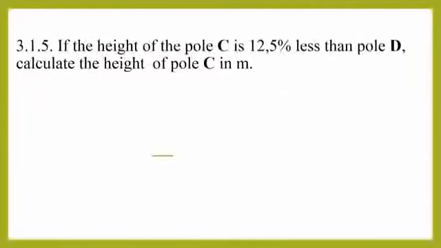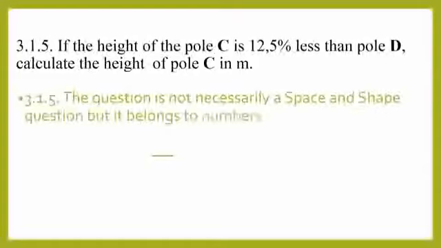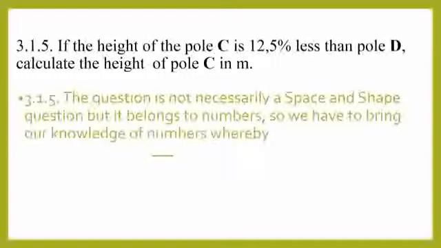Question 5. If the height of pole C is 12.5% less than pole D, calculate the height of pole C in meters. So the question is not necessarily a space and shape question, but it belongs to numbers. So we have to bring our knowledge of numbers, whereby less than simply means subtract.